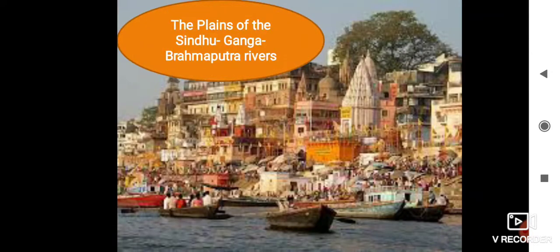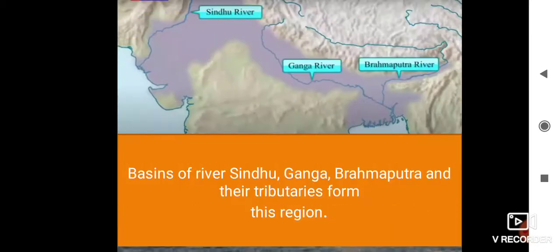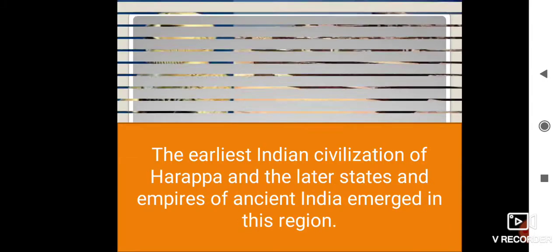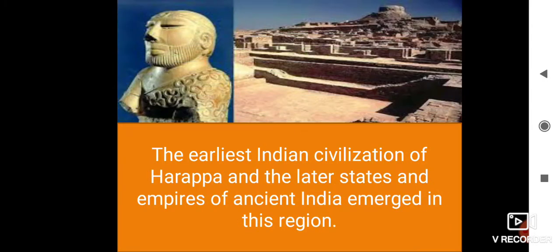Next, the plains of Sindhu, Ganga and Brahmaputra rivers. The basins of rivers Sindhu, Ganga, Brahmaputra and their tributaries form in this region. This region extends from Sindh, Punjab in the west to the present-day Bangladesh in the east. The earliest Indian civilization of Harappa and the later states and the empires of the ancient India emerged in this region.